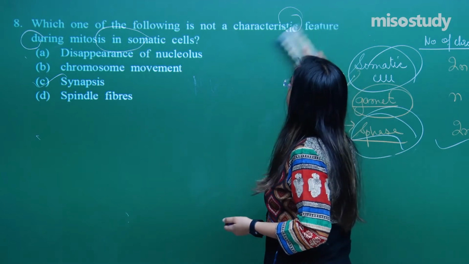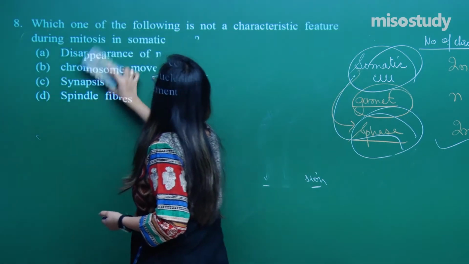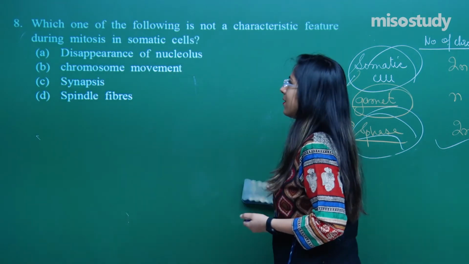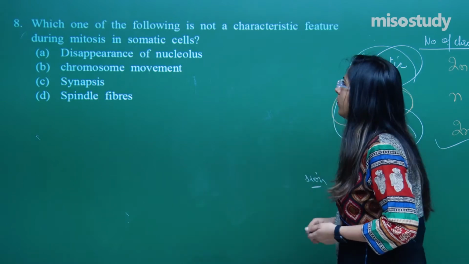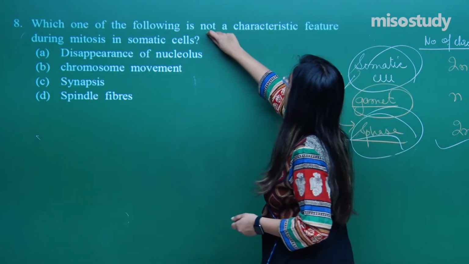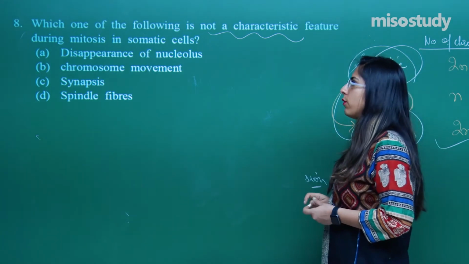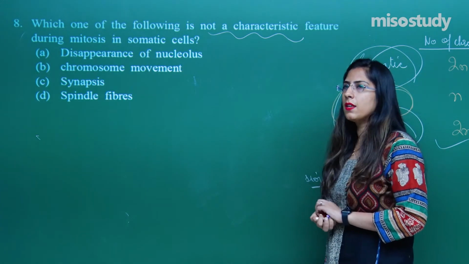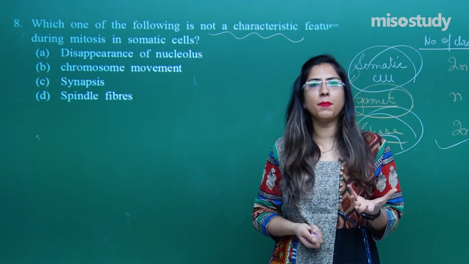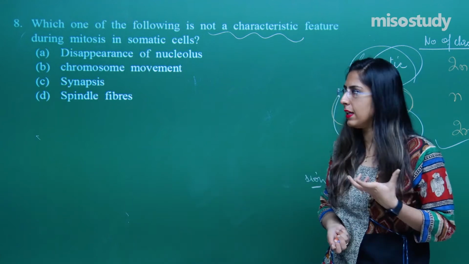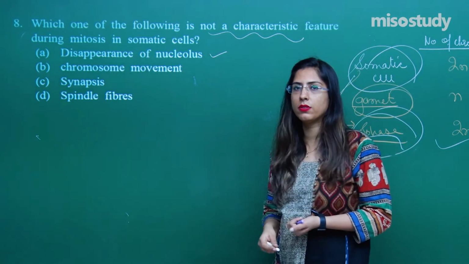Which one of the following characteristic features occurs during mitosis in a somatic cell? Which one of the following is not a characteristic? Sorry. So we are discussing that this is not a characteristic. We know the difference between mitosis and meiosis. Let's look at the options. Option 1 states the disappearance of the nucleolus occurs. In early prophase, disappearance of the nucleus and the nucleolus definitely occurs. Disintegration occurs. That means this actually happens in mitosis.